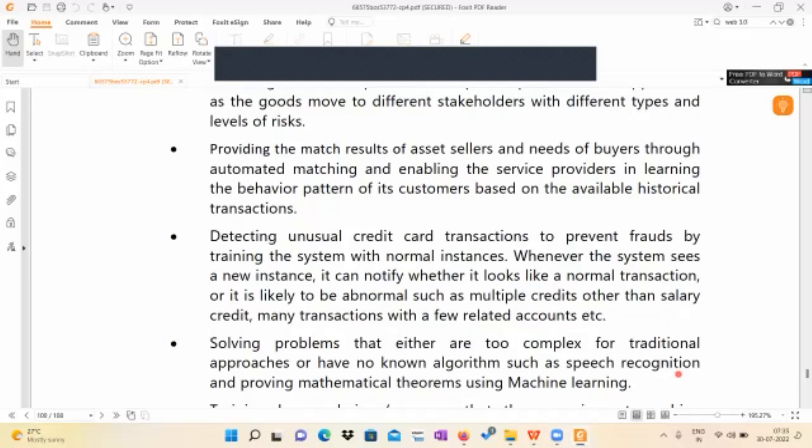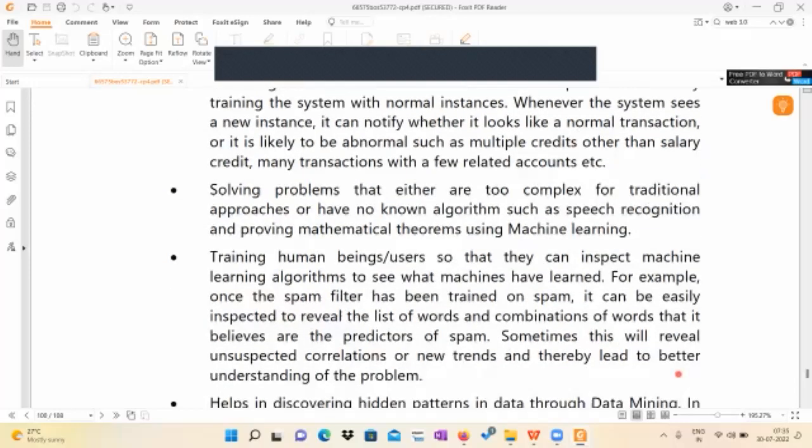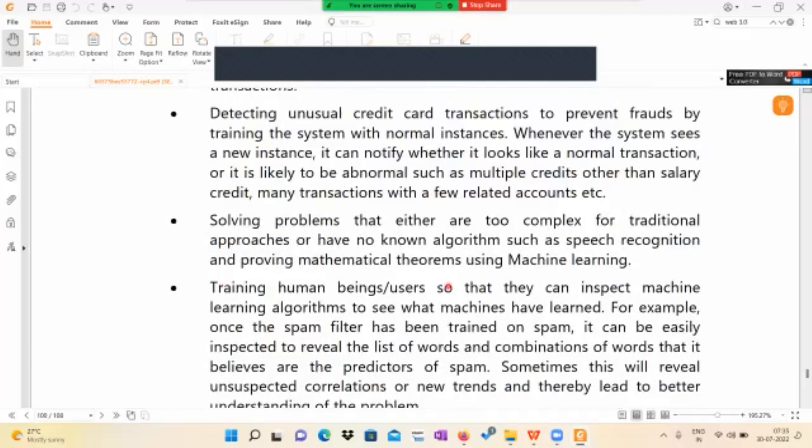So we use mathematical theorems. It is used in machine learning. We can make these things. Training human beings so that they can inspect the machine learning algorithms, so see what machines have learned. For example, if a spam filter has been trained on spam, we can easily inspect it and reveal the words it believes are the best predictors of spam. Sometimes this will reveal unsuspected correlations or new trends and thereby lead to a better understanding of the problem.